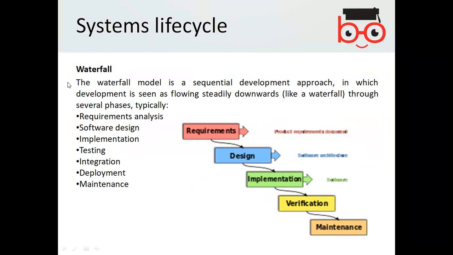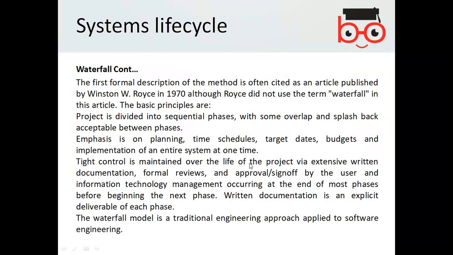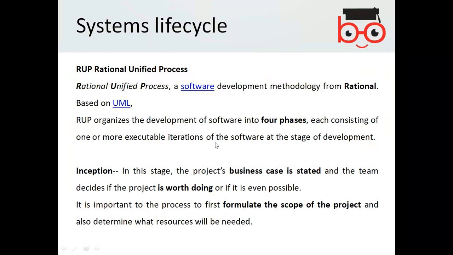So as we discussed the waterfall model, it had some advantages and disadvantages earlier, and here are some more theoretical backgrounds about the waterfall model. Now we explain a little bit more about the Rational Unified Process. The Rational Unified Process is a software development methodology from Rational based on UML. The UML is basically the Unified Modeling Language.